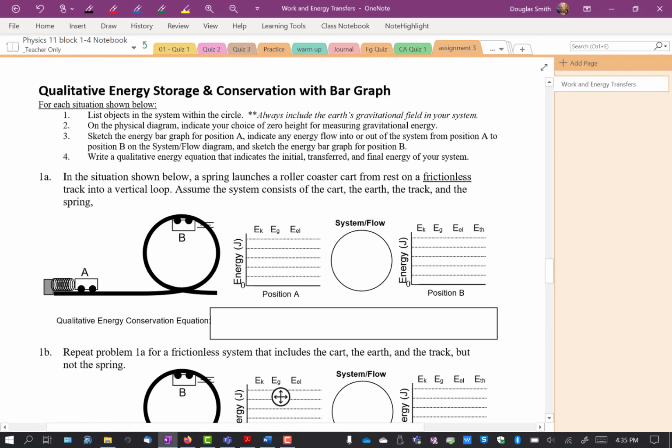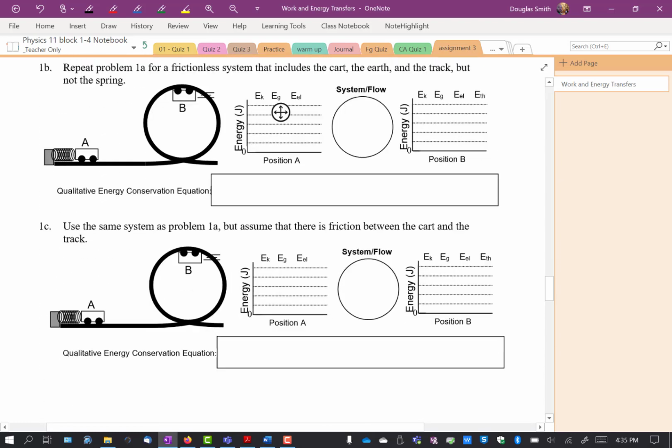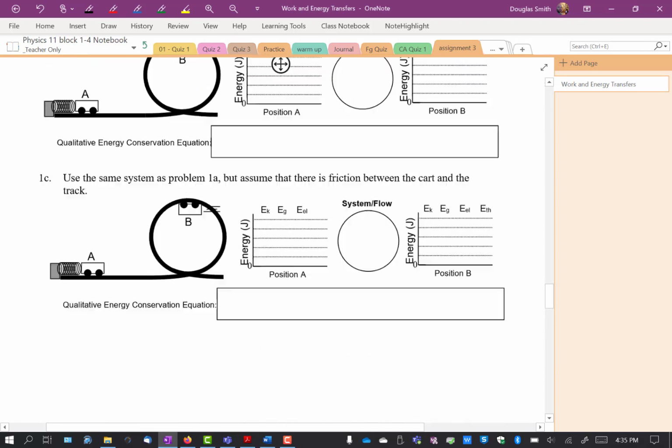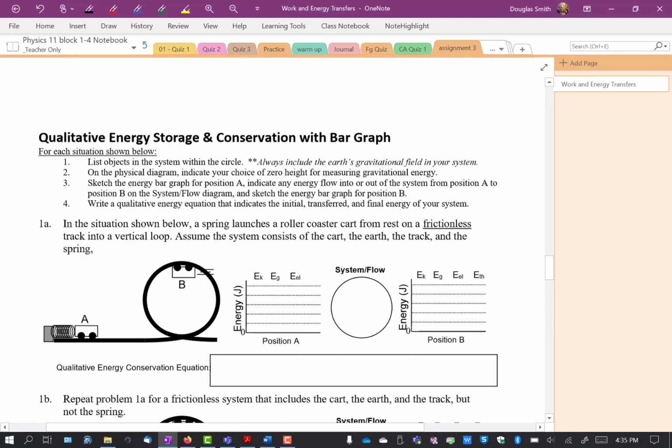Okay, so we have some practice sheet using these bar graphs, and I'm going to do the first couple for you, and then you can do the rest, or at least try to do the rest, and you can ask me for help if you need it. So let's see here. It gives you some instructions, but I'm just going to work through it.